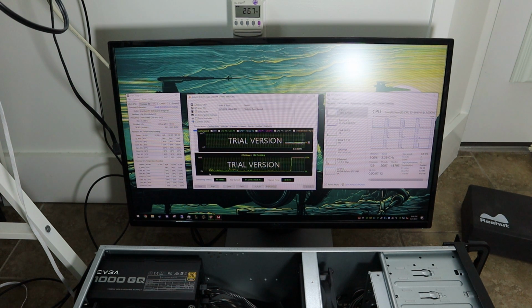With the bronze power supply, we're looking at about 280 watts. So we're saving 10 watts at full load. That's not a whole lot.